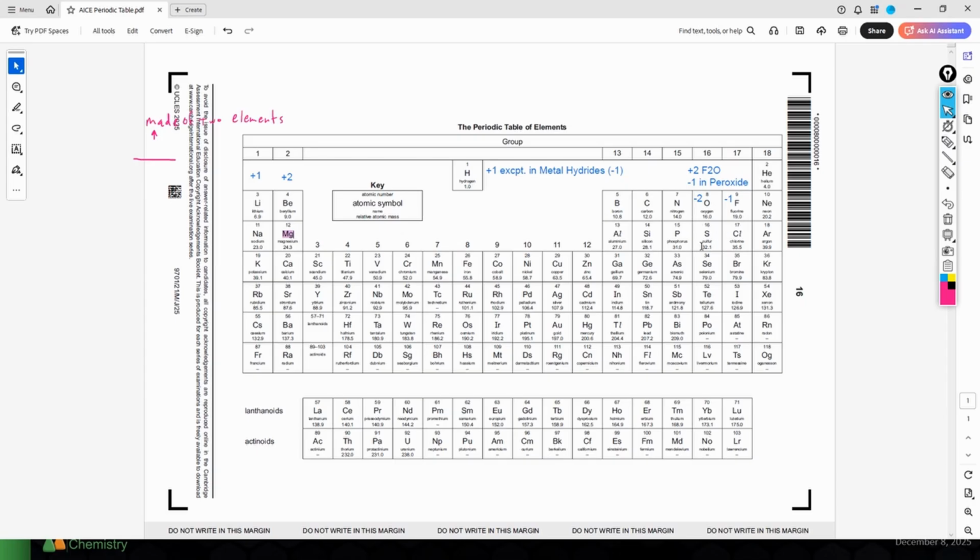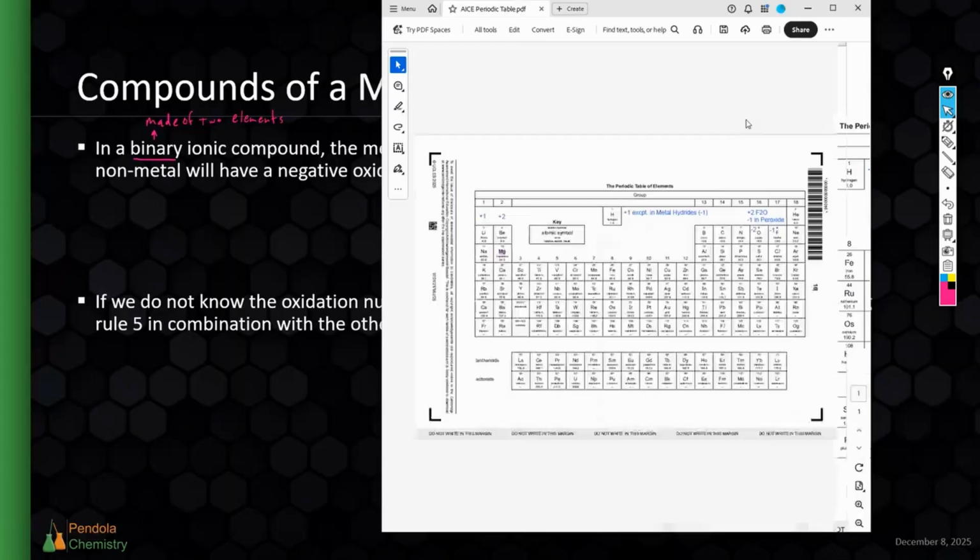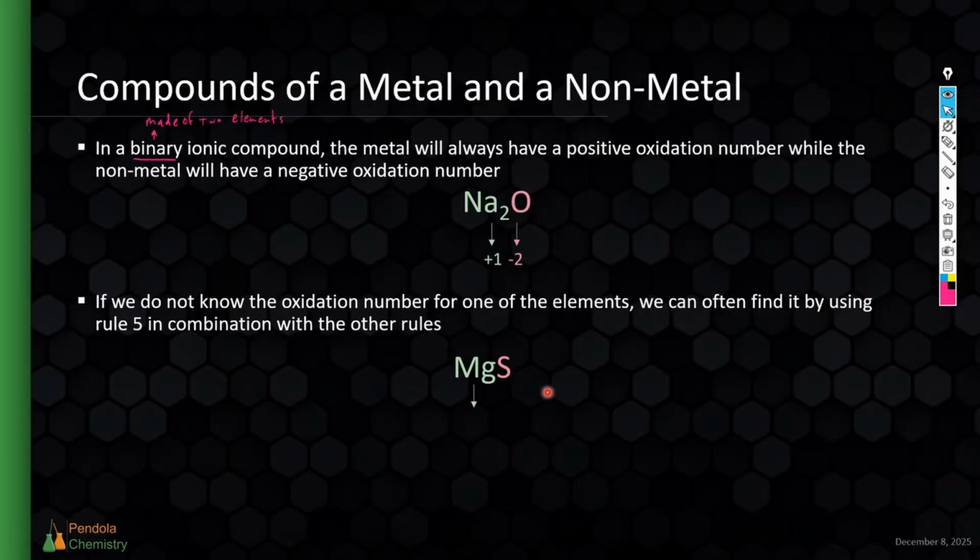But sulfur does not have a specific rule. The rule for oxygen does not apply to sulfur necessarily, because sulfur is not oxygen. The rule we saw was specifically for oxygen, not for its whole group. So while we have a rule for magnesium, it's going to be 2 plus, we do not have one for sulfur. So looking at this, we can go back here and we know magnesium needs to have a +2 oxidation number. But we don't know what sulfur's oxidation number is.